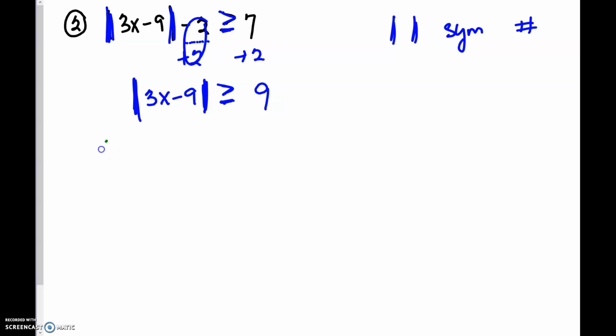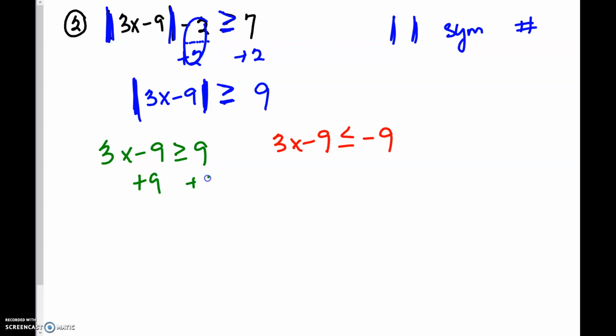So case 1 is exactly what this says without the absolute value. And our second case is going to be 3x minus 9. And remember, we're going to flip that sign and make it -9, because 0 is equidistant from 9 and -9. Now we just go ahead and solve this. So add 9. So 3x is greater than or equal to 18. Divide by 3, divide by 3. So x is greater than or equal to 6.